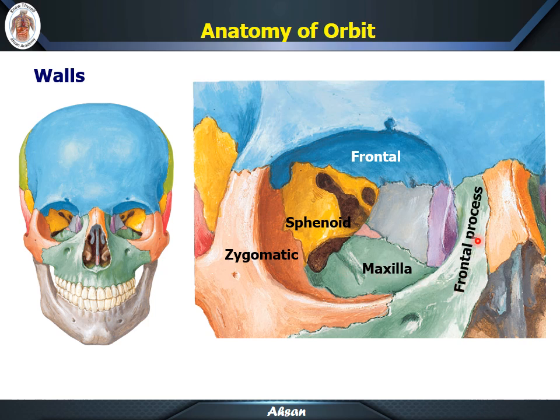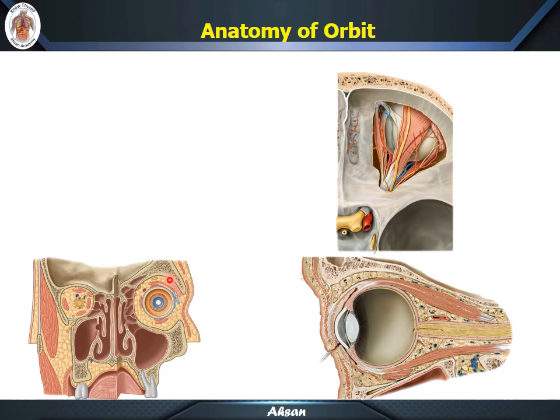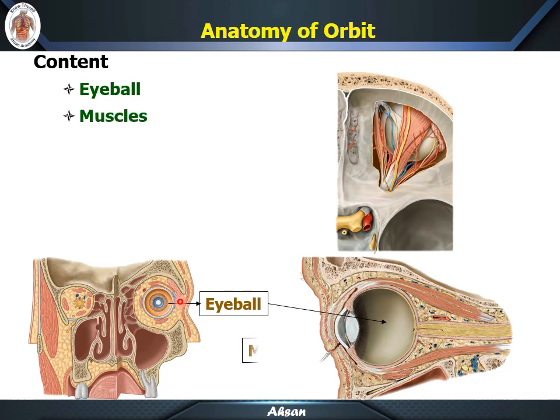The medial wall, from anterior to posterior, is formed by the frontal process of the maxilla, then the lacrimal bone, the orbital plate of the ethmoid bone, and a small part of the sphenoid. You can see this orbit in coronal section, and this is the sagittal section with the roof removed. So you can see the orbit contains mainly the eyeball. The eyeball is situated at the central part of the orbit, and it is surrounded by different structures, and those are also contents of the orbit.